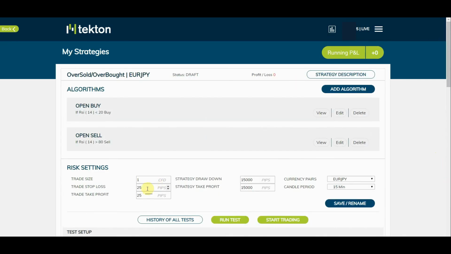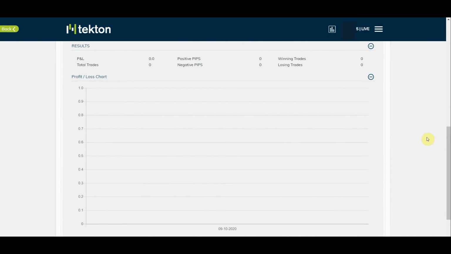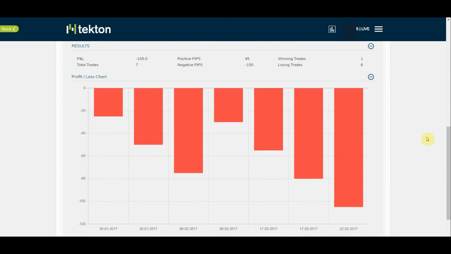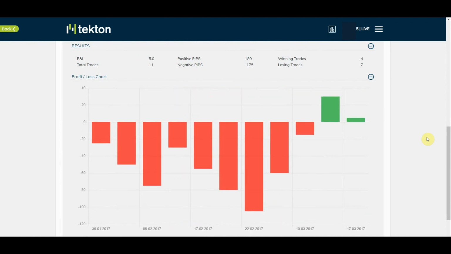So you could go here now, change that to 45, for example. So it's not quite double, and run that test on that. So click Run Test. The Run Test button will come up, and then that will test the same algorithm over the different reward to risk settings. So our winning ratio compared to our losing ratio will now change. It will widen.